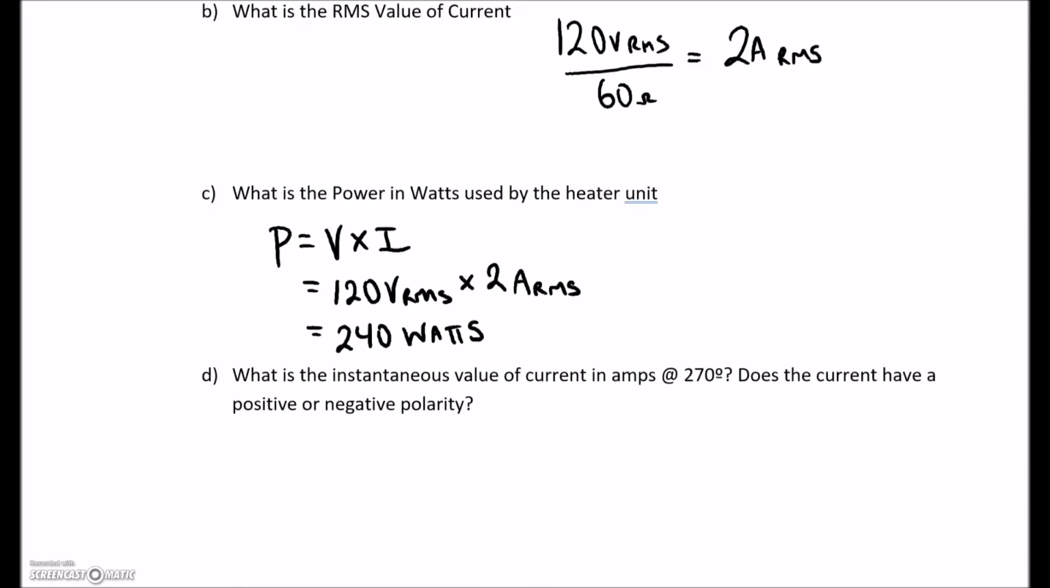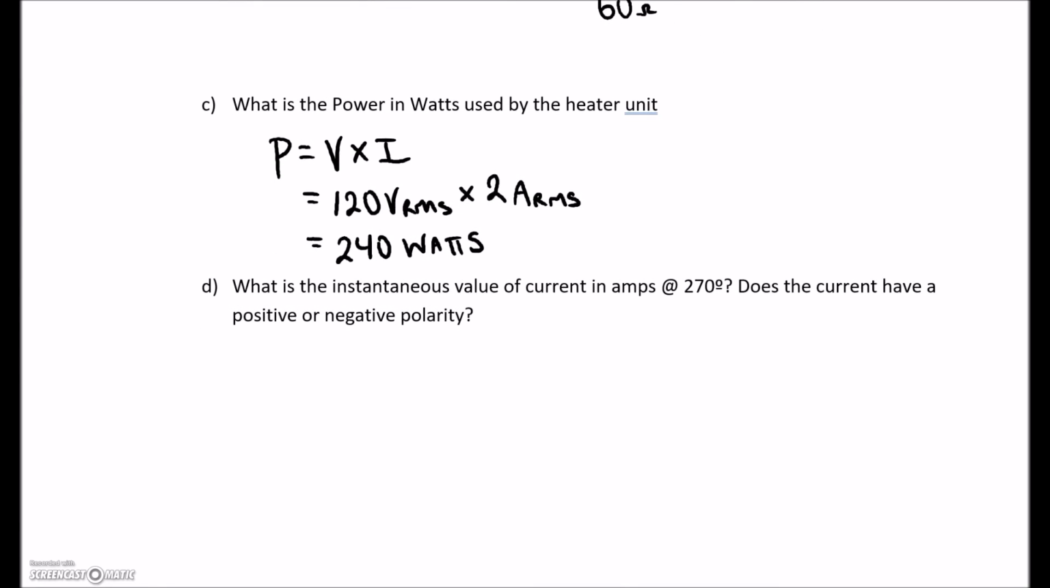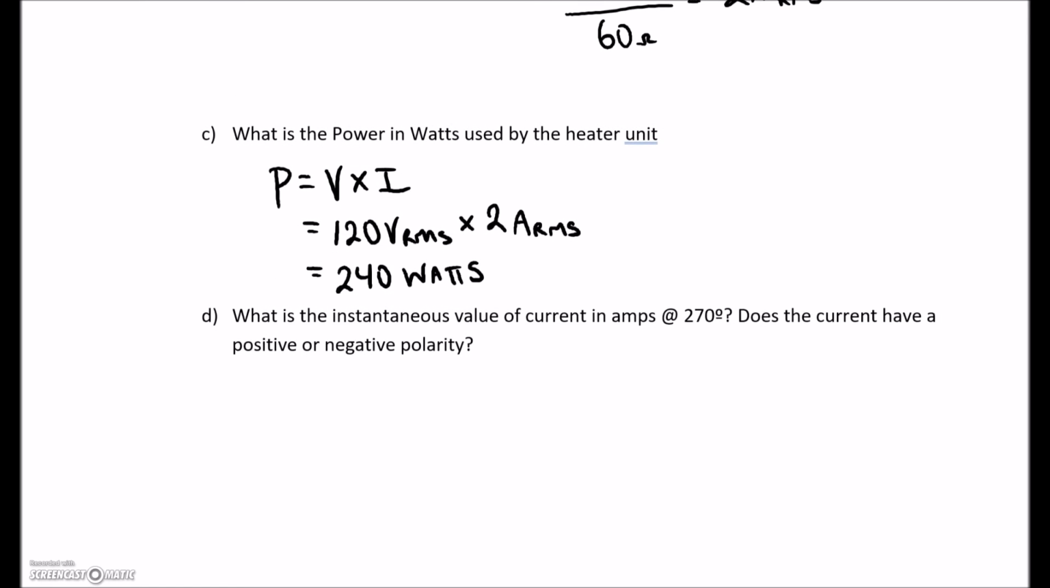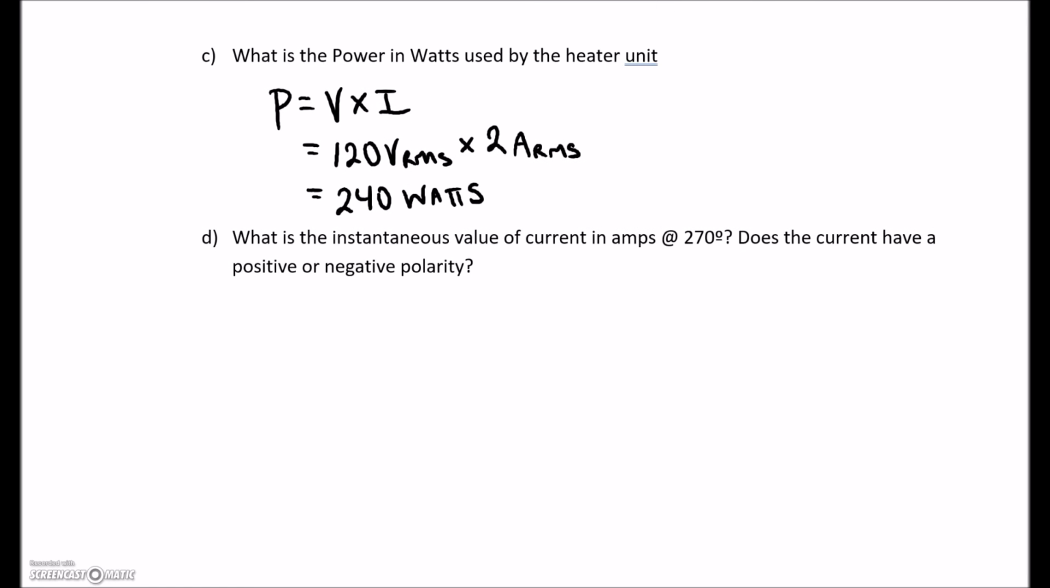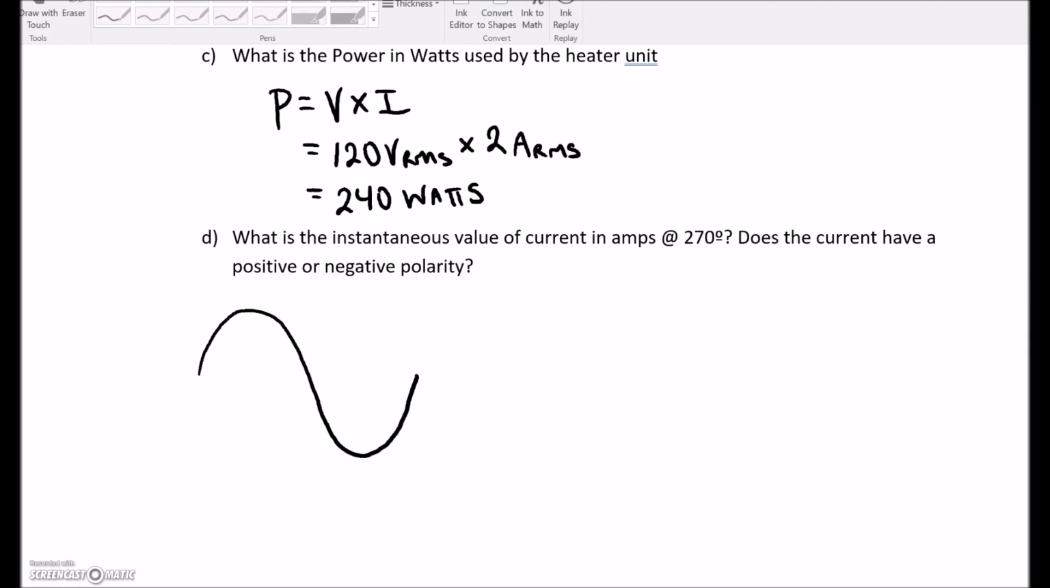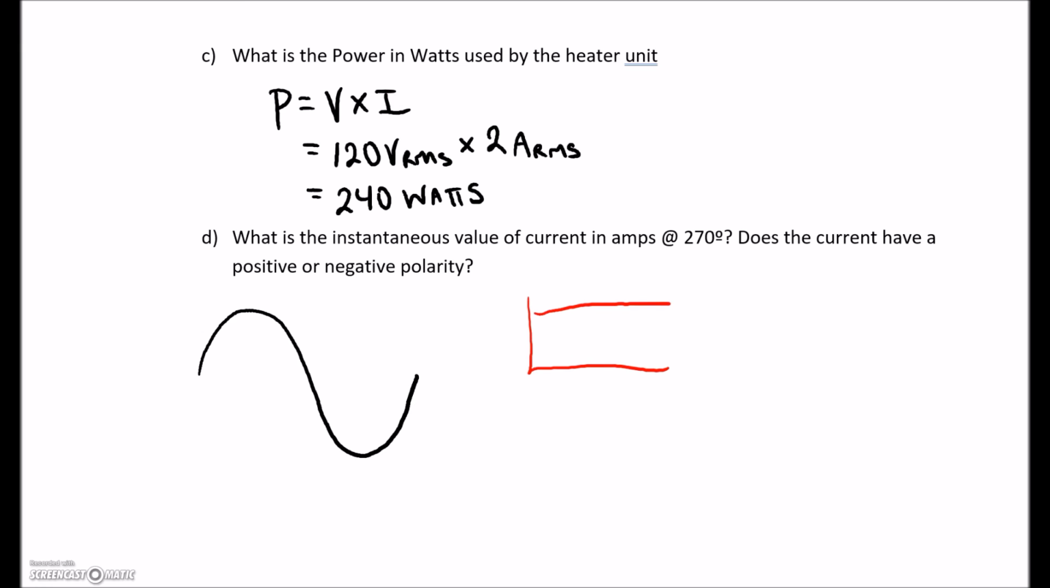Alright guys, next one is the instantaneous value of current in amps at 270 degrees. And does the current have a positive or negative polarity? So, if we draw out our sine wave, this question is primarily just so that you know what I didn't clue into at the end of trade school. I always thought that current was always a constant value. I thought the current never changed. Like if the value was 5 amps, then it was always at 5 amps. Or if the value was 2 amps, it was always at 2 amps. But that's not true at all.